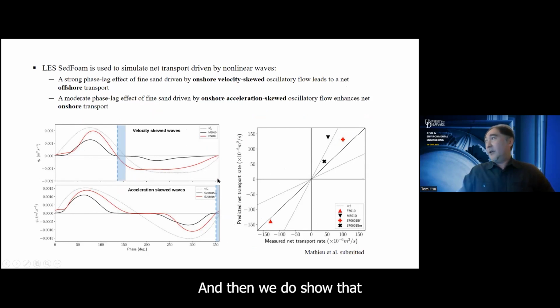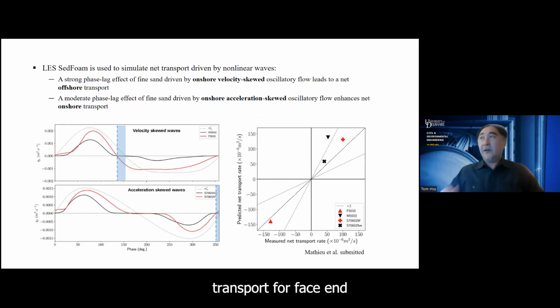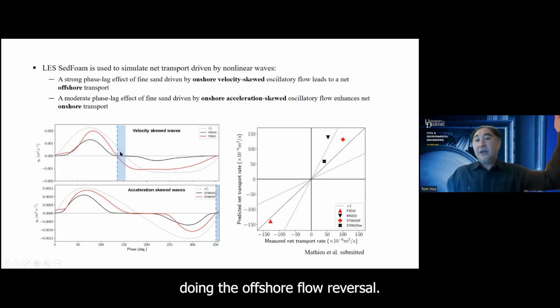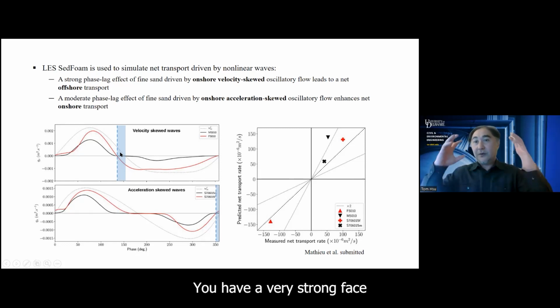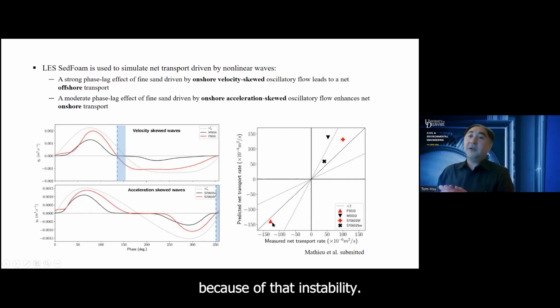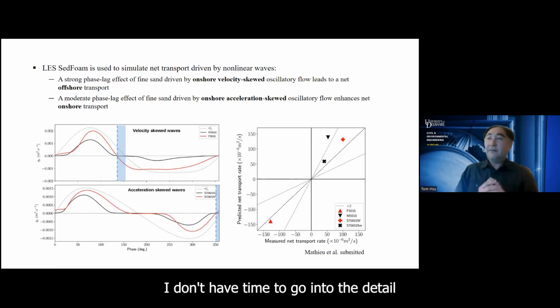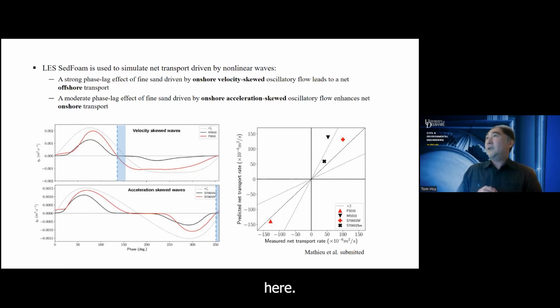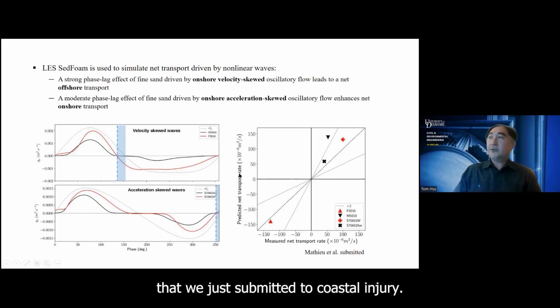And just very quickly, now we try to drive the model with an onshore velocity skewed wave, typical for the surf zone. And we show that now we can obtain the expected offshore transport for fine sand. It turns out that the blue area here, for fine sand, is where the phase lag effect becomes important, which is pronounced during the offshore flow reversal. You have a very strong phase lag effect, so sediment didn't really settle. But that's the time when those suspended sediments get swept offshore, causing the net offshore transport. So they are all related because of that instability. I don't have time to go into the detail here. This is a paper that we just submitted to Coastal Engineering.